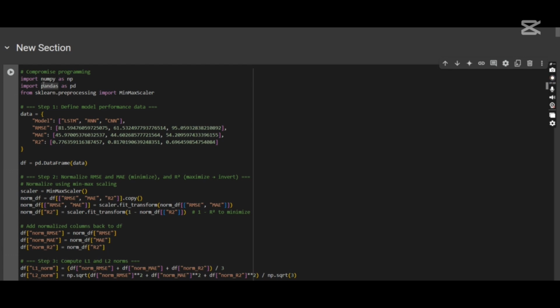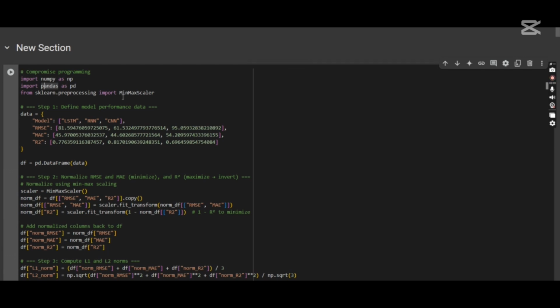Compromise programming imagines an ideal model, the best possible score across all metrics, and then measures how far each real model is from that ideal. The closer the distance, the better the model. It is flexible and gives us a real sense of how perfect or imperfect a model is. You can even tweak how much you care about worst case versus average performance by using different distance formulas. So this is the code.